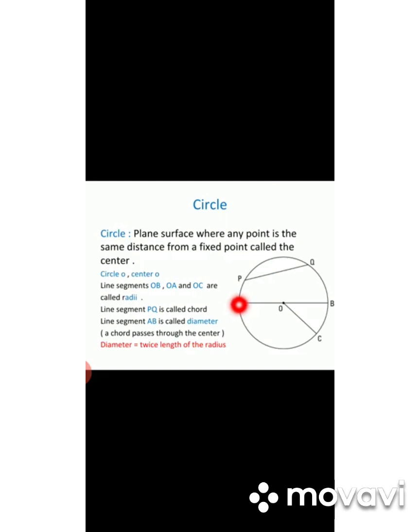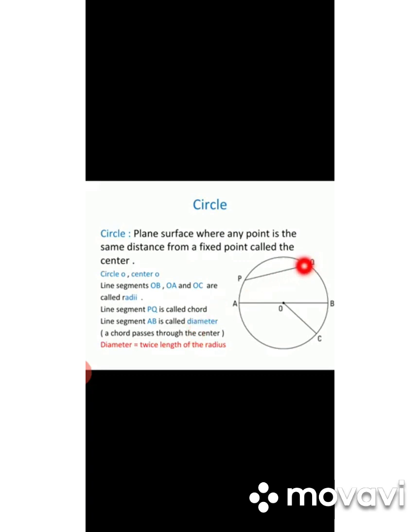The line segment that connects 2 points on the circle, okay, and passes through the center of the circle is called a diameter. Like the line segment AB is called a diameter. It connects 2 points on the circle, the point A and the point B, and it passes through the center of the circle. So the line segment AB is called what? It is called a diameter.